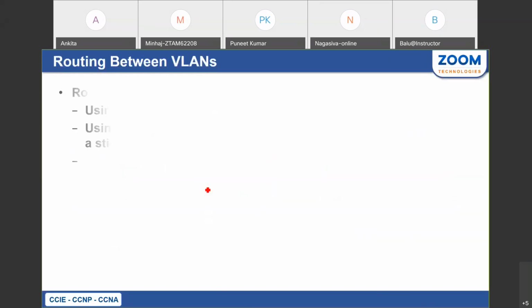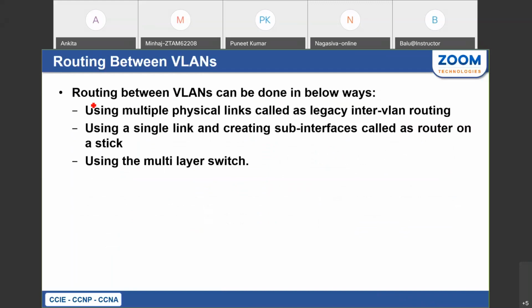Routing between VLANs. Routing between VLANs can be done using multiple physical links. Called what? Legacy inter-VLAN routing. Using a single link, creating subinterface, called what? Router on a stick. Using the multilayer switch, it's layer 3 switch. 3 minutes.